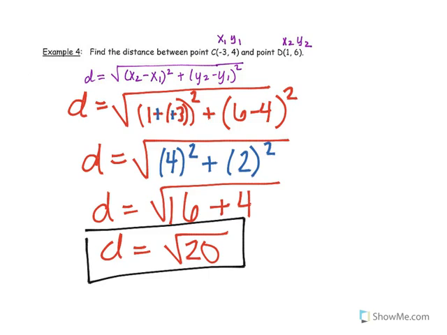This example is exactly the same as what we did in the example above, because notice, what's the distance between negative 3 and 1? That distance is 4, and I see the 4 right here. What's the distance between 4 and 6? That distance is 2, and I see the 2 right here. And then you would follow the same steps to simplify.